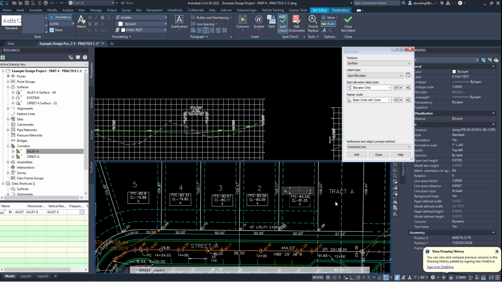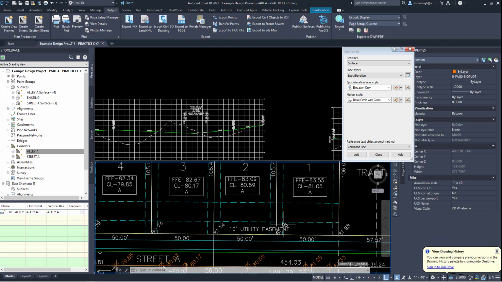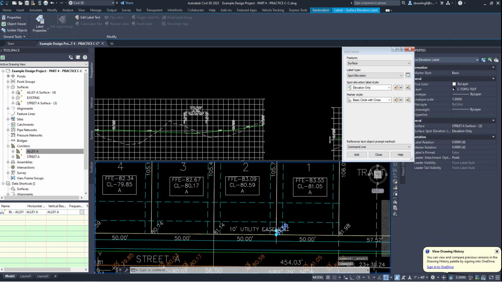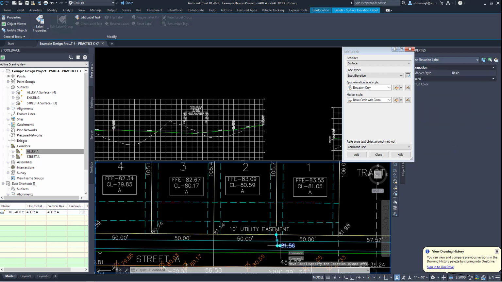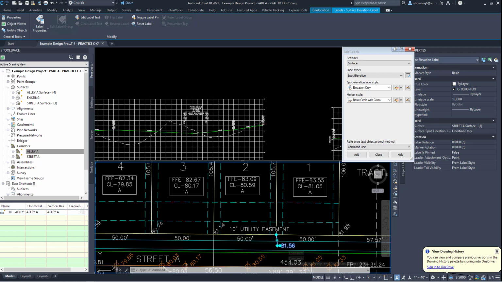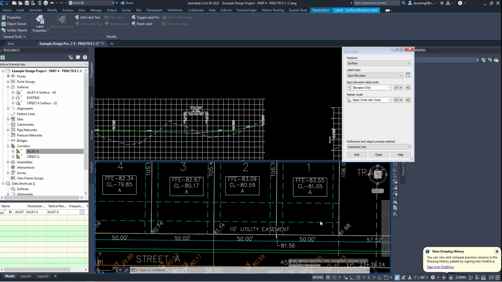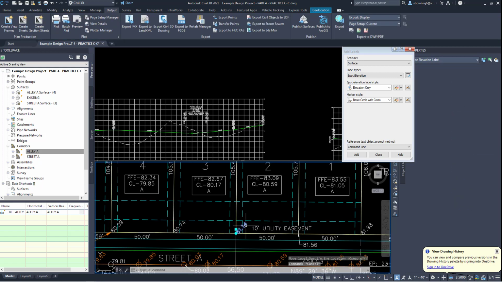So if I go 83.55 minus 0.5, 83.05, minus, this one is 81.56. I'm checking the driveway slope. That's 1.49 feet divided by 25. That's 5.96. So that's not bad. That's not bad. Okay.